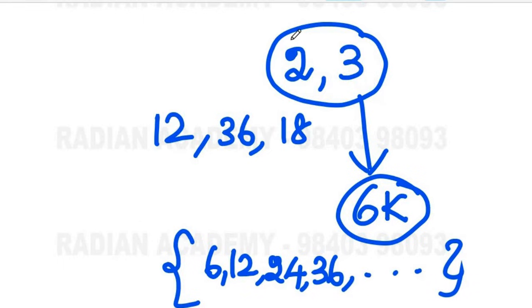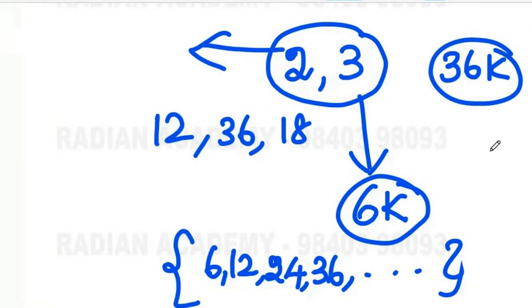Now tell me, which perfect square is divisible by 2 and 3? The perfect squares divisible by 2 and 3 are 36k, multiples of 36. Now tell me, which is the smallest perfect square which is divisible by 2 and 3? 36. And what is the smallest number which is divisible by 2 and 3? 6.